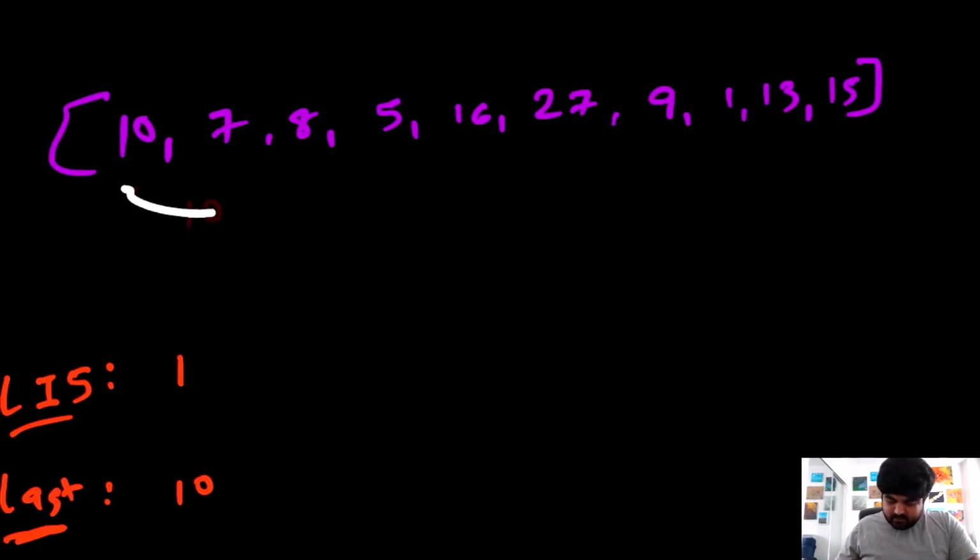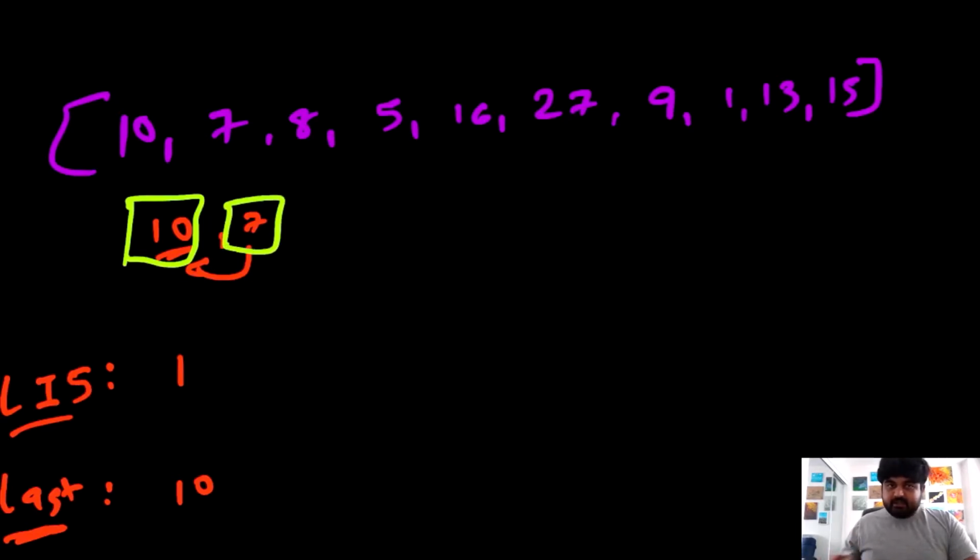Now let's move on to the next one. Currently we only have the subsequence 10. The next entry we have is 7. Now we cannot create an increasing subsequence just by these two, because obviously 10 is greater than 7. But we can replace this 10 with this 7, because up until this point 10 is a subsequence of length 1 and 7 is also a subsequence of length 1, so both of us are just the same.